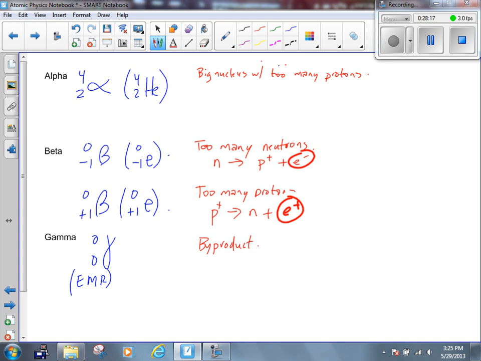Let's say beta decay has occurred. The nucleus is left in an excited state. It doesn't want to be there, though. So it goes back down to its normal state. As it does that, it gives off energy. It gives off electromagnetic radiation. It gives off a photon of gamma ray.